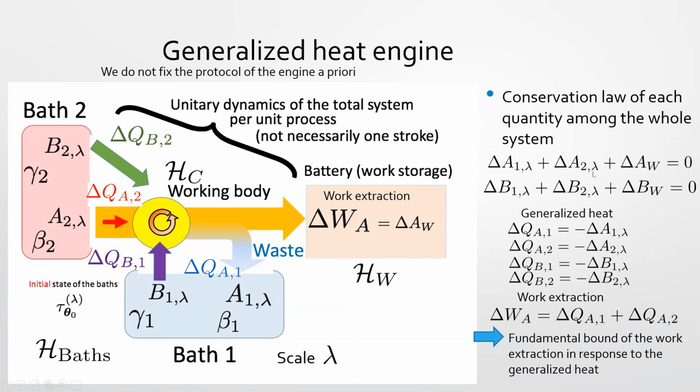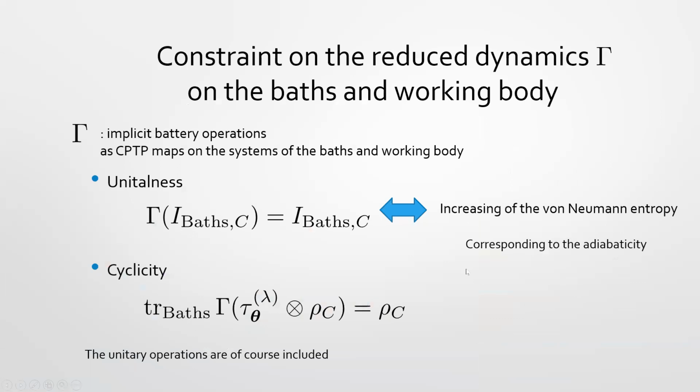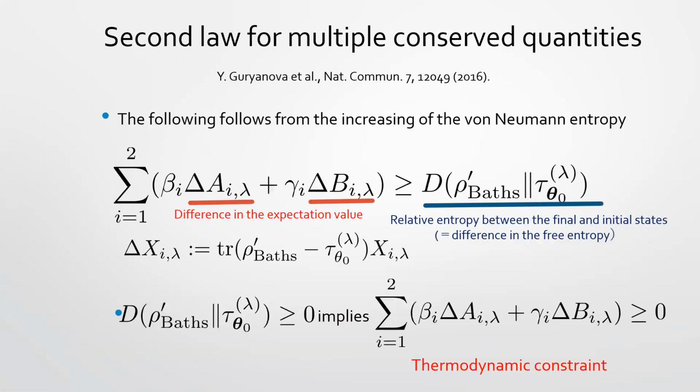So then we have a conservation law in this way. So this one and this one. And general heat can be considered in this way. And the amount of work extraction is written in this way. This is quite important. So our focus is on this one: we want to evaluate how much work extraction we have. And of course, we have a similar assumption. This is completely the same as the previous slide. No difference.